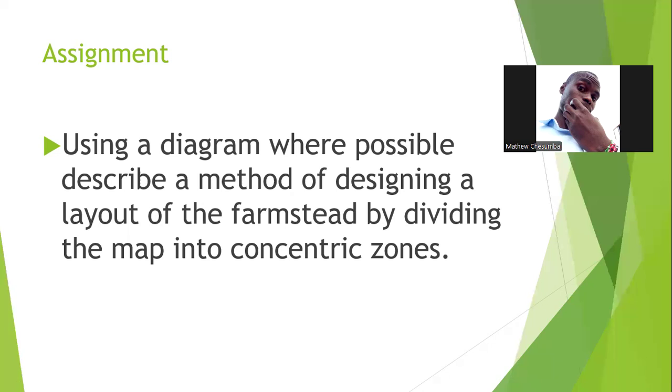Today's assignment is: using a diagram where possible, describe a method of designing a layout of the farmstead by dividing the map into concentric zones. So you will draw a circle starting from the homestead, and go on until you reach the largest concentric circle, dividing it into zones. So, having no question, I hope today's session was well understood.